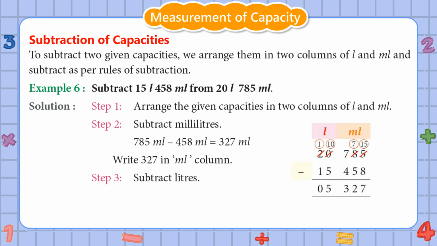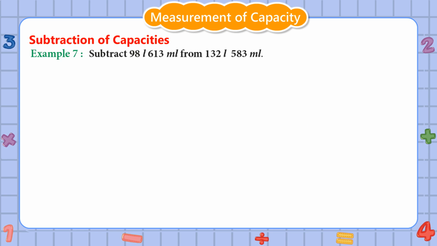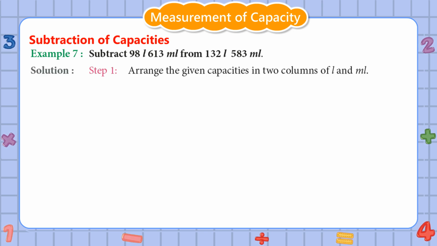Step 3. Subtract liters. 20 liters minus 15 liters is equal to 5 liters. Write 5 in liter column. Answer: 5 liters, 327 milliliters. Example 7. Subtract 98 liters, 613 milliliters from 132 liters, 583 milliliters. Solution. Step 1. Arrange the given capacities into columns of liter and milliliter.